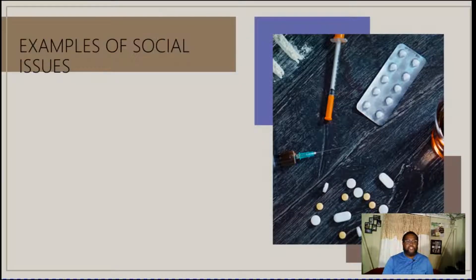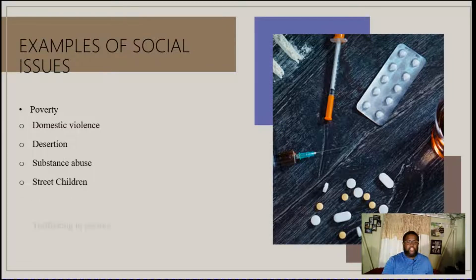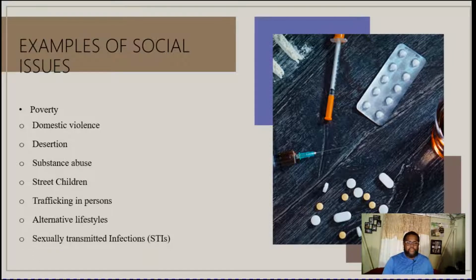Okay, examples of social issues, we know a lot of them, I'm sure. You have poverty, domestic violence, desertion, substance abuse, street children, juvenile delinquency, trafficking in persons, alternative lifestyles, this is also new, and sexually transmitted infections. These are examples of social issues, and there are many more, but these are the main ones that we are going to be concentrating on.